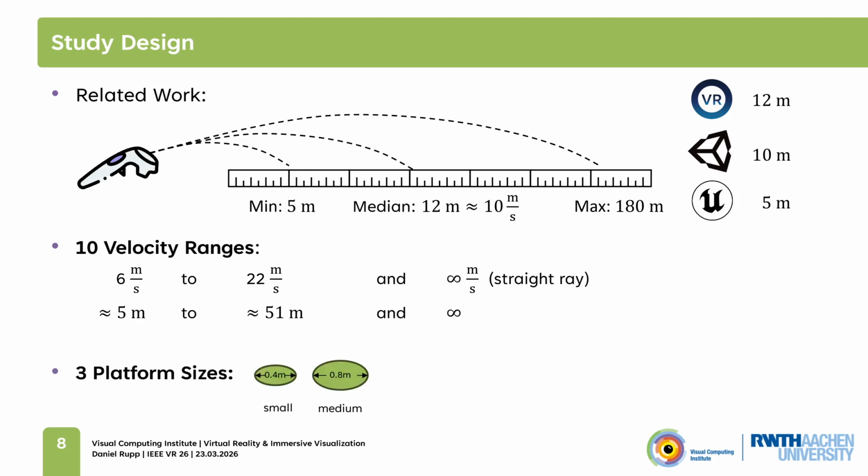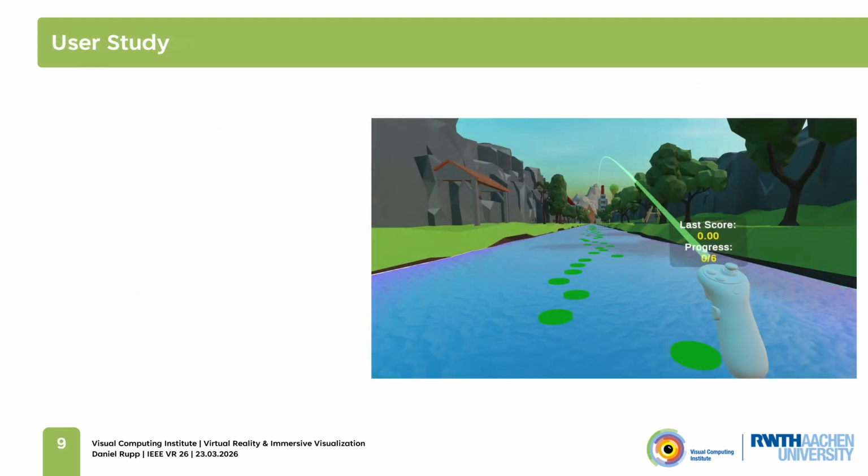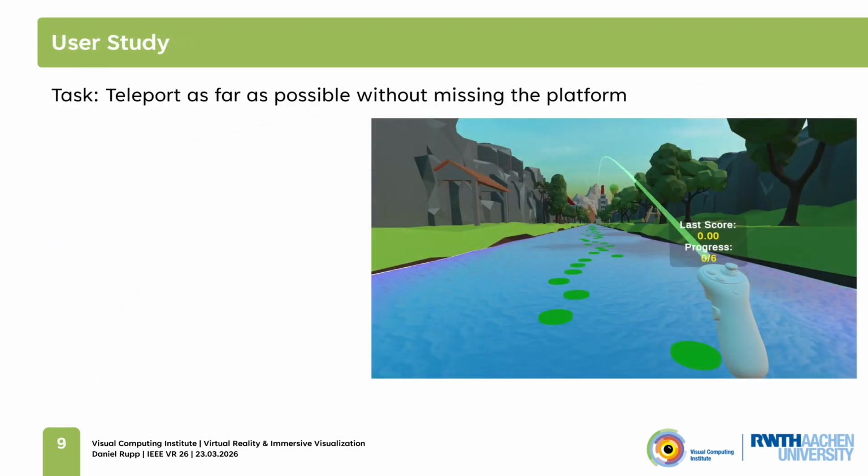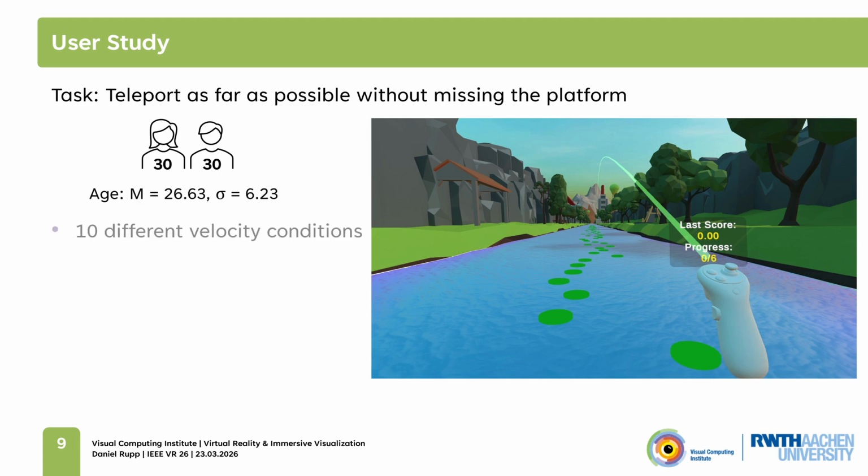To answer our research question, we tested upper bounds on selection and asked participants to teleport as far as possible on platforms on a river without missing them. We had 60 participants with a perfect gender balance who completed the study, who in total experienced 10 different conditions with varying velocities, and each participant performed 18 teleports with each velocity. After each teleport, the platform size was randomly changed to one of the 3 platform sizes, while ensuring that each platform size was featured 6 times.